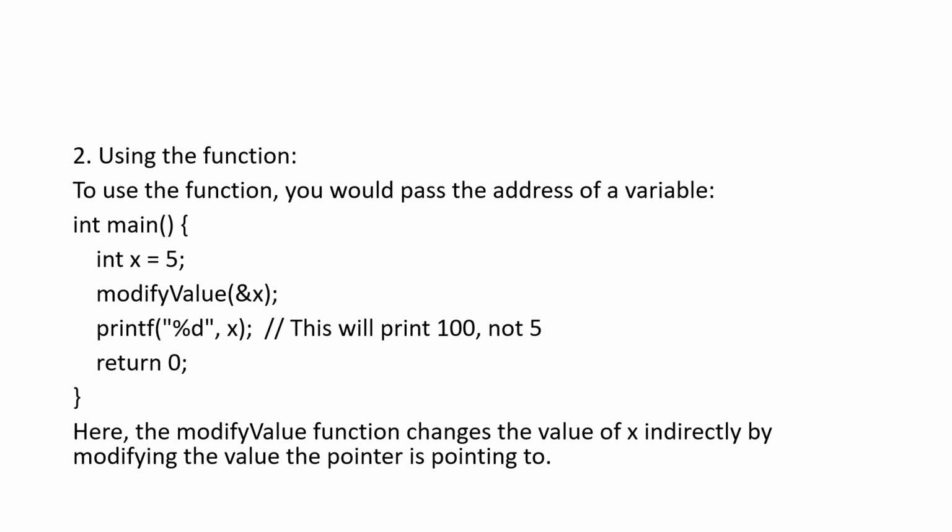So in the function, the variable x has been modified to 100. So now we print x, 100 will be printed. Here the modifyValue function changes the value of x indirectly by modifying the value the pointer is pointing to.